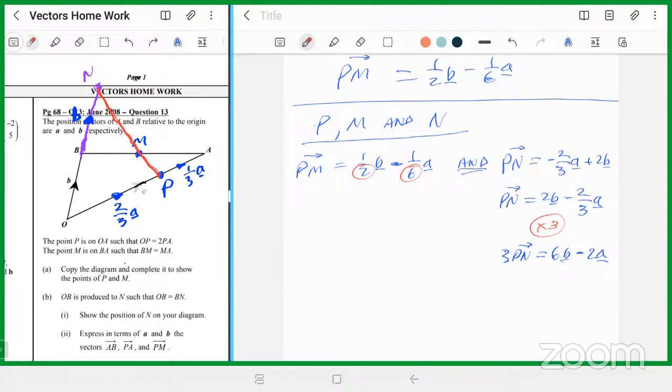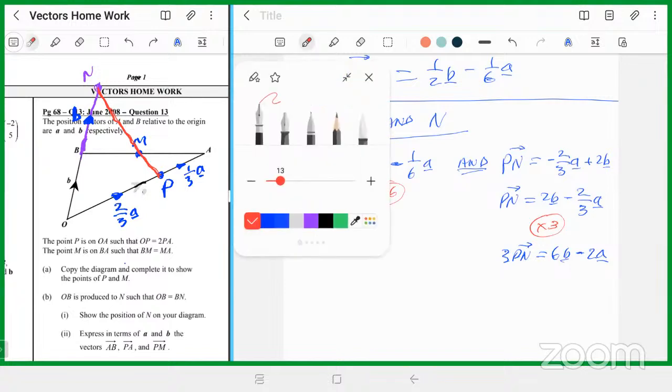The lowest common multiple of 2 and 6 is 6. 6 is a multiple of 6, you know, 6 times 1 is 6. 6 is also a multiple of 2, 2 times 3 is 6. So the lowest common multiple of 2 and 6 is 6. I'm going to multiply by 6. That will get rid of all the fractions in this one.